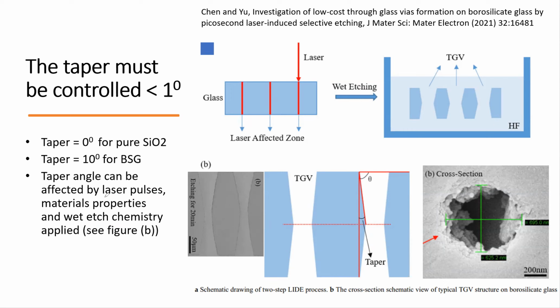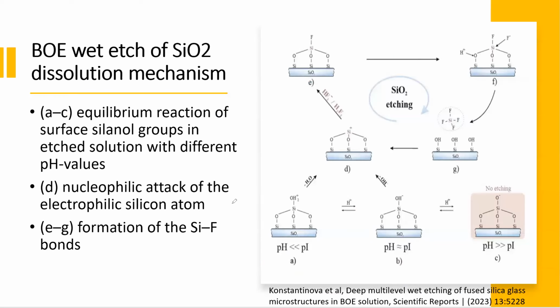And so that is a little more detail about the LIDE process. At the end of the day, you want to control your taper to less than 1 degree, which is almost exactly vertical visually. And there's nothing you can do better than that. And when you clean something up with HF, there's this most recent paper, just published, and it has very detailed information about how SiO2 etches with BOE. So this one, I think, is worth mentioning.